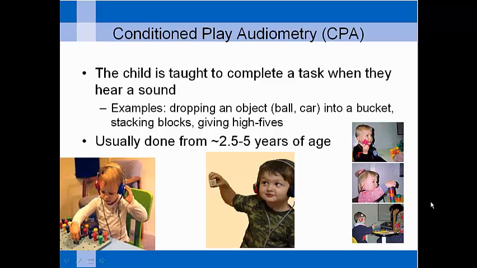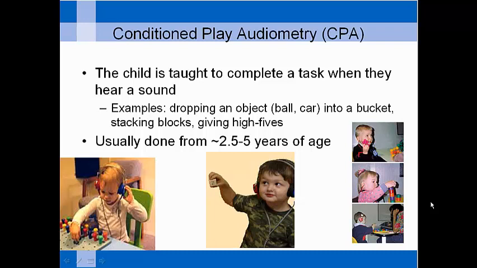CPA is known as conditioned play audiometry. At this age, we can do about 2.5 years old up to about 5 years of age. And what the child does is they are taught to complete a task when they hear sound. So this task may be holding a block or a ball up to their cheek and then dropping it into a bucket when they hear sound.